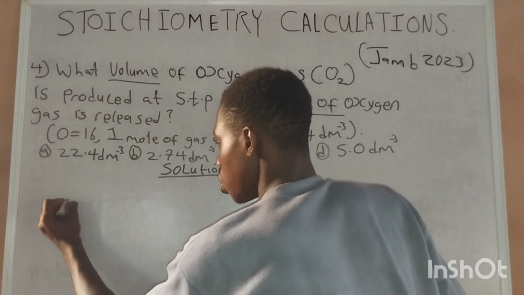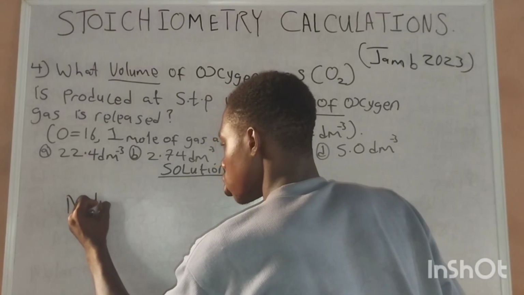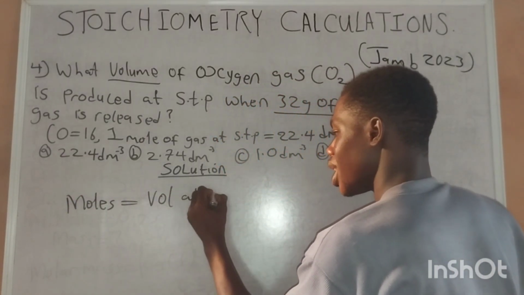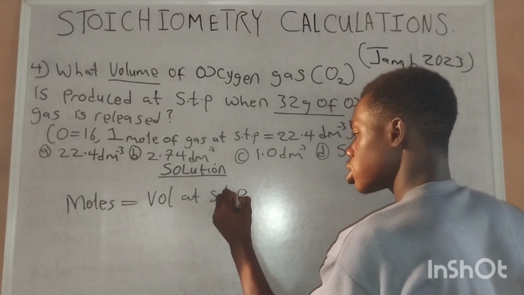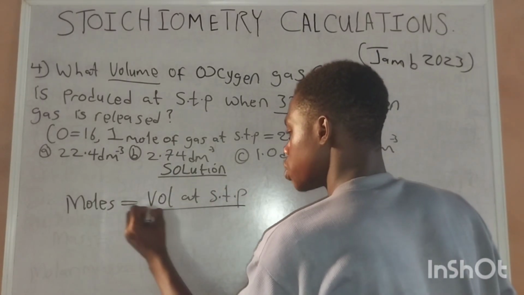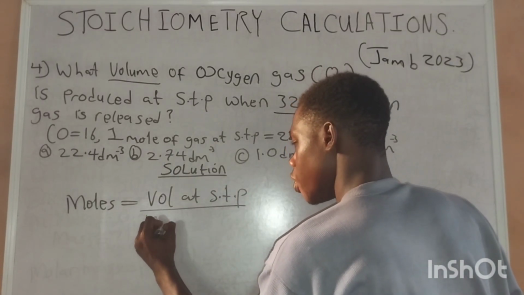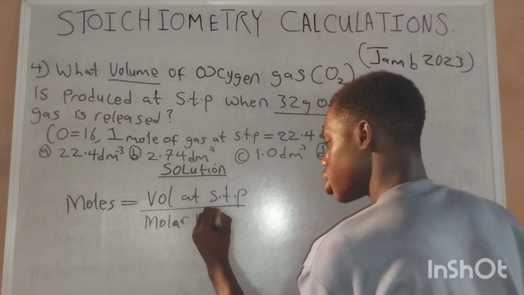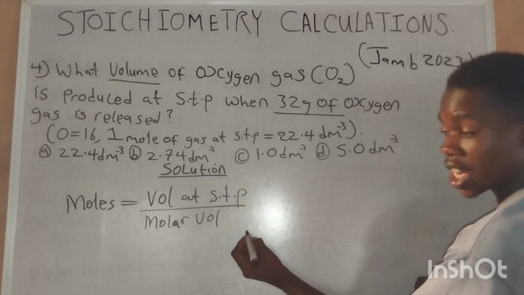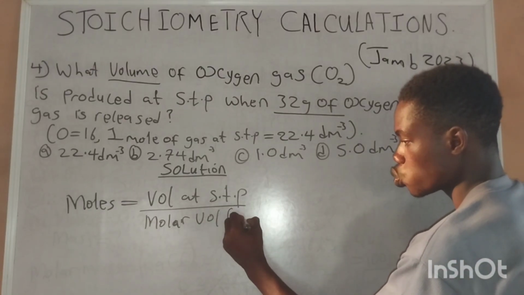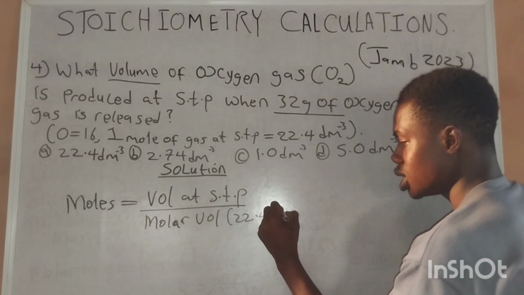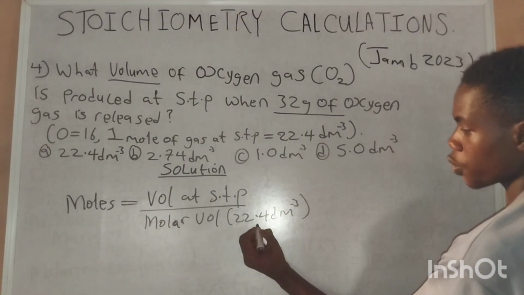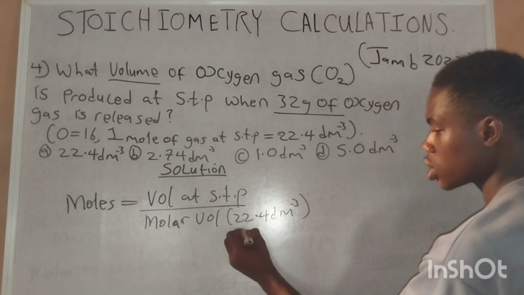The formula is mole equals volume at STP divided by molar volume. And please take note that molar volume has a value which happens to be 22.4 dm cube. So in dm cube, the value is 22.4. But in cm cube, the value is what?